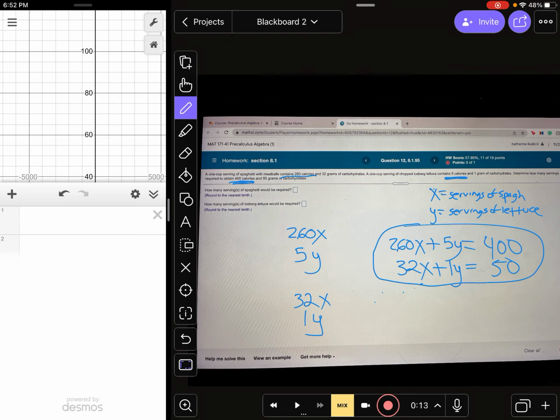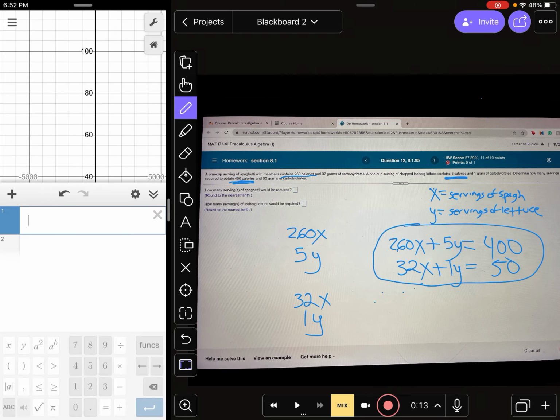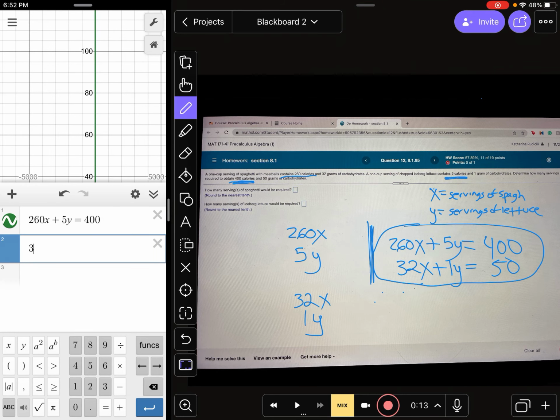I'm going to go over here to the left and use Desmos and graph them. But if he told you to do substitution or elimination, make sure you do those methods. If you don't remember how to do those, just let me know and I'll show you. But I'm going to type them in exactly as I see them right here. So I have 260x plus 5y equals 400. Then I come down, I put my second equation in, 32x plus 1y equals 50.